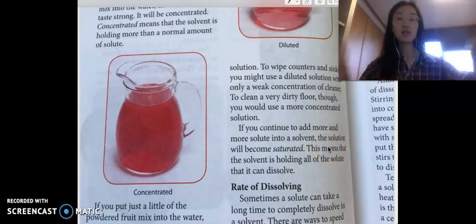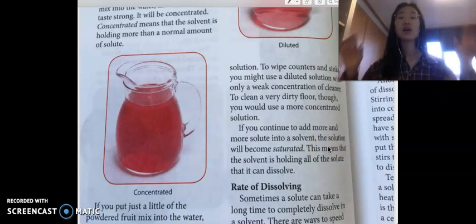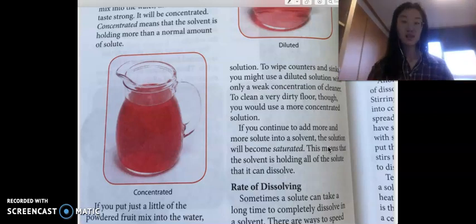And if you continue to add more and more solute into the solvent, then the solution will become saturated, which means that the solvent is holding all of the solute that it can dissolve. It cannot hold any more. The limit has been reached.